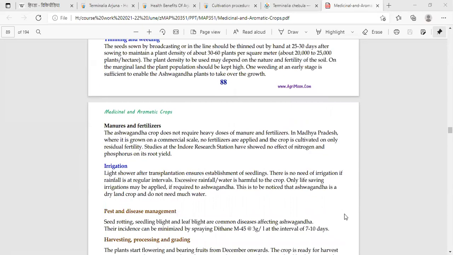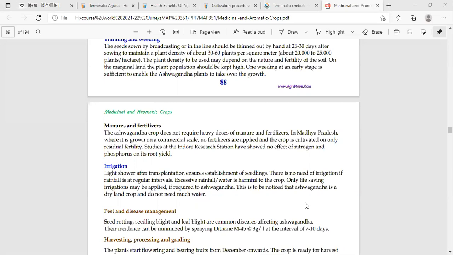After manures and fertilizers, every plant requires irrigation. A light shower after transplantation ensures the establishment of the seedlings. At the initial germination time, the seeds require water for germination. There is no need for irrigation if rainfall is at regular intervals. Excessive rainfall is harmful to the crop. This is a dryland crop, so heavy rainfall affects the growth of the plant. Whatever natural rainfall there is in the dry area is sufficient for the growth of the plant.